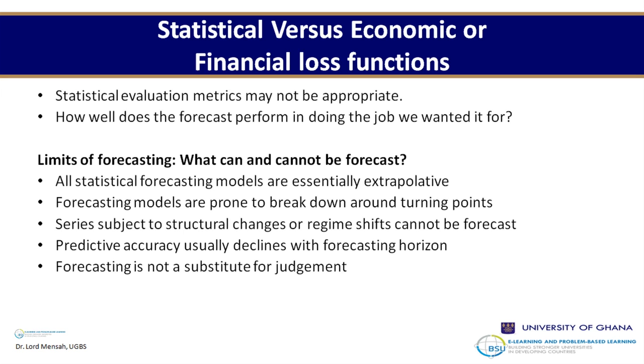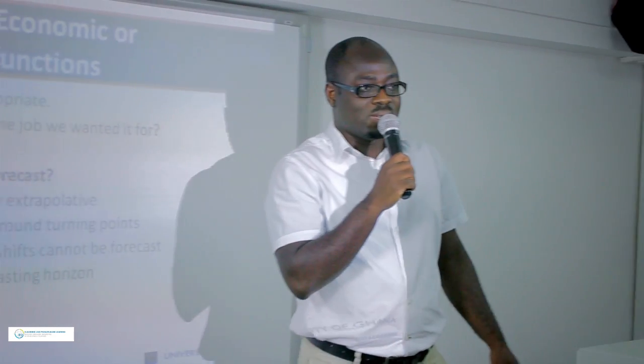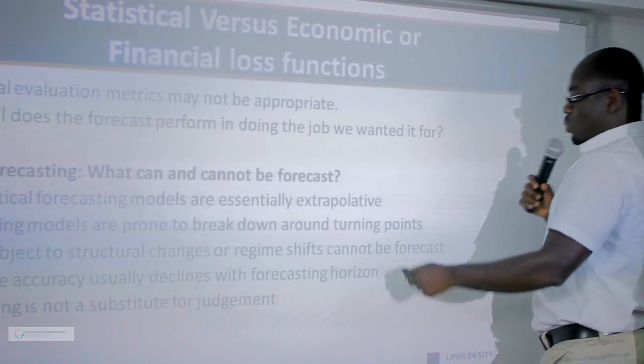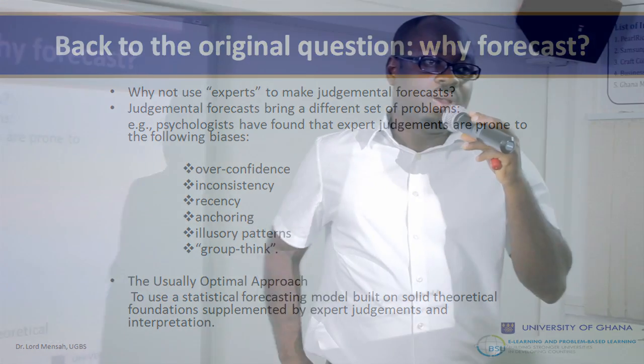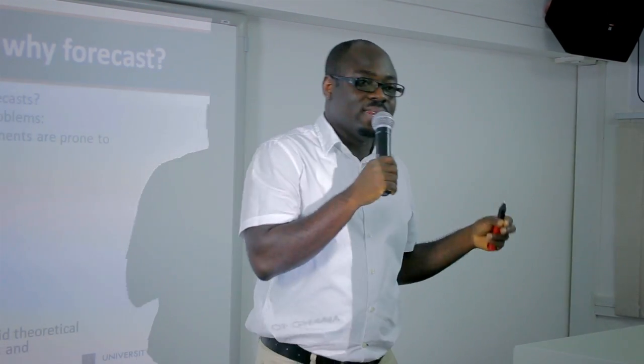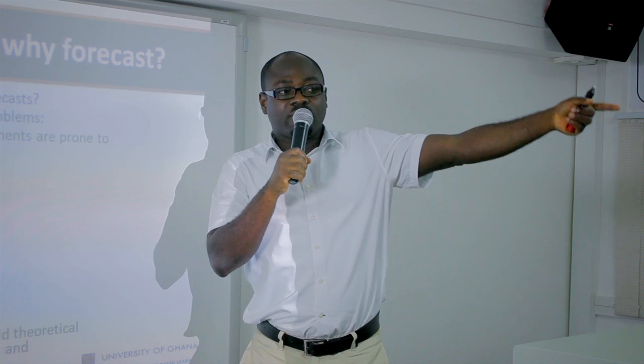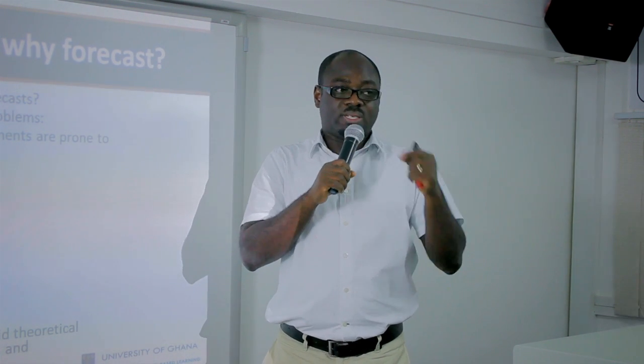And then predictive accuracy usually declines with forecasting horizon. So the deeper you go into the future, the more you lose accuracy. And forecasting is not a substitute for judgment. Of course, judgment comes with its own weakness. If someone is judging without necessarily going by empirics, then he's likely to be overconfident. So why not use experts to make judgment instead of forecast? You can go to the ministries when it comes to macro forecasting. They can tell you that, hey, we have been here for so many years, and this is how the figures will look into the future. Or anytime we have this environment playing a role, or this type of situation happening, there's likelihood that our GDP growth will be like this.